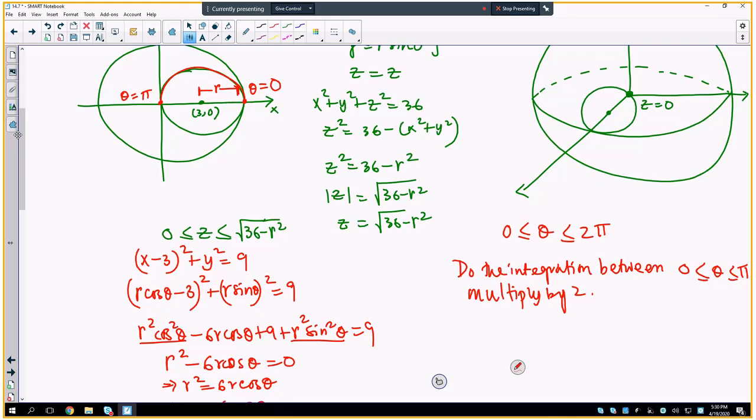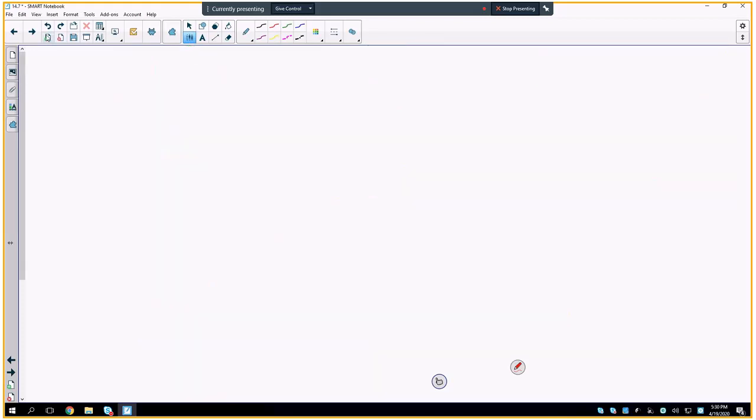So we're going to start working on this problem now. So I have all the limits. Let's rewrite the volume function. So the volume is integration 0 to pi, as we said, 2 times 0 to 6 cosine theta for r, 0 to square root of 36 minus r squared, and then dz, dr, d theta. One other thing, don't forget, you need this r that comes from the Jacobian.